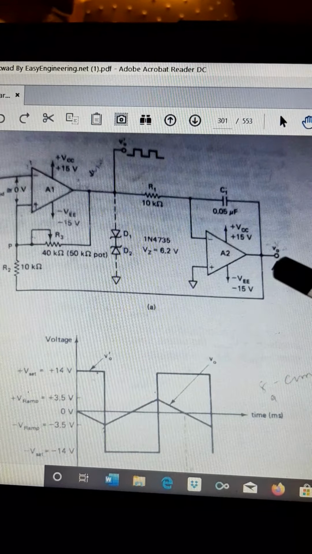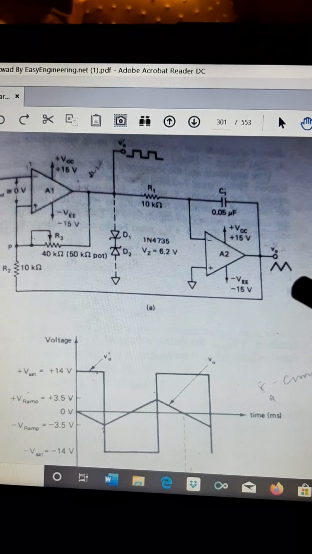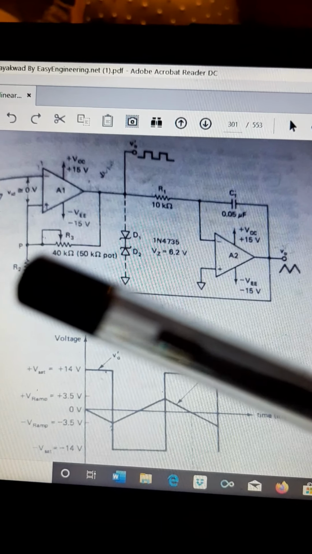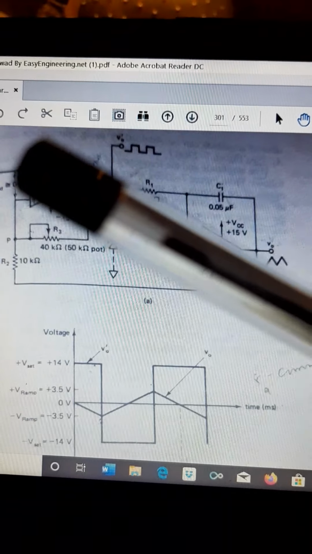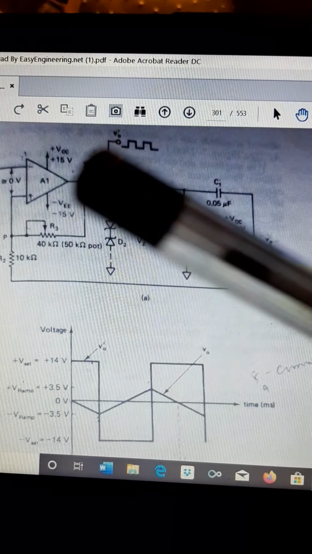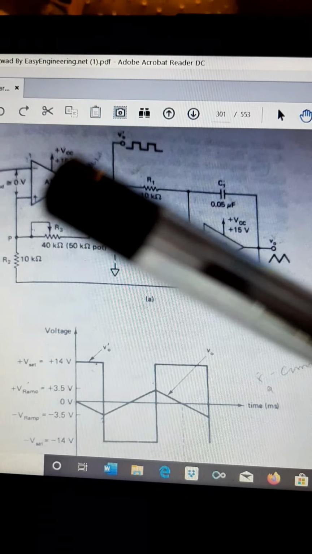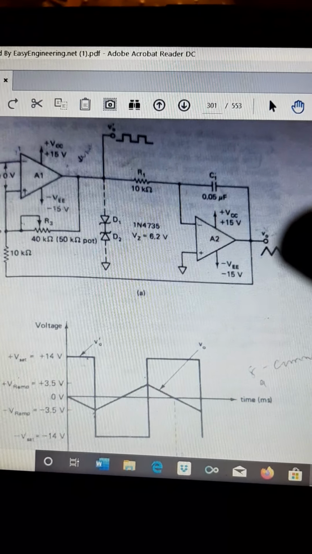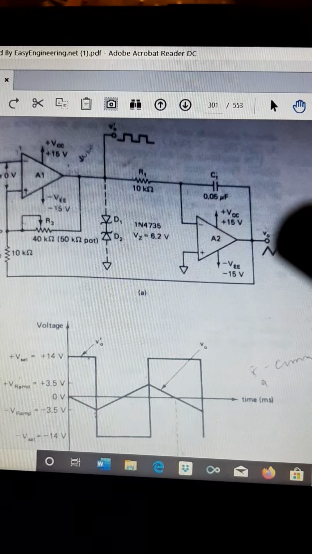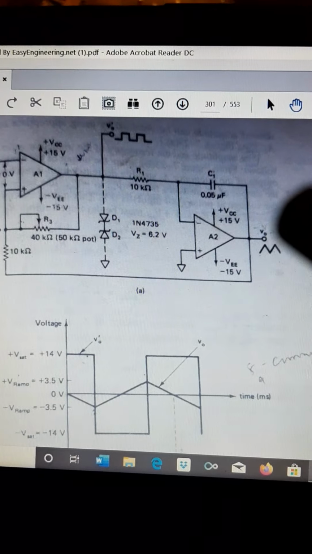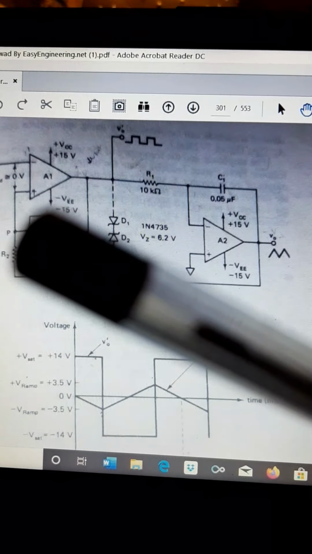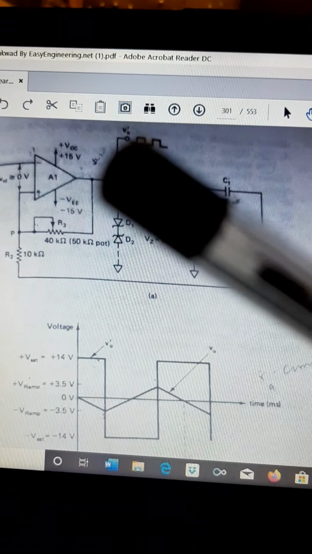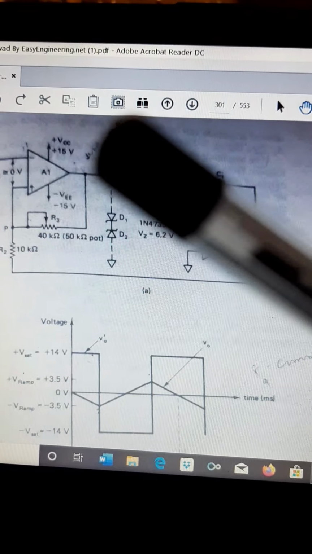and when it just reaches minus Vramp, at that time the potential at P becomes slightly negative. That means it is slightly less than 0 voltage. At that time the comparator output becomes minus Vsat. When the comparator output becomes minus Vsat, the integrator output is a positive going ramp, and it reaches plus Vramp. When it reaches plus Vramp, the potential at P becomes slightly above 0, and the output of the comparator becomes plus Vsat.